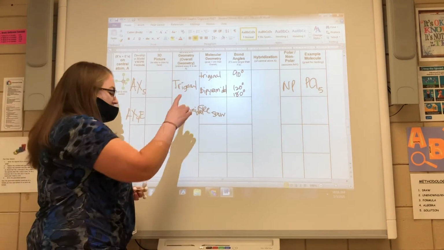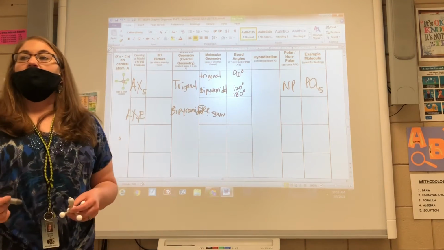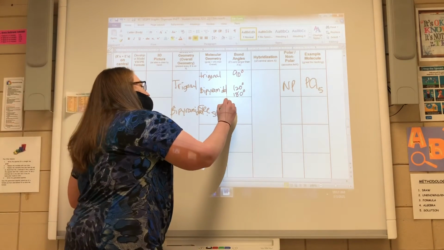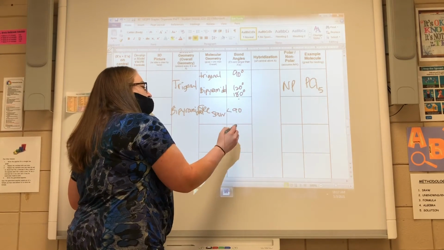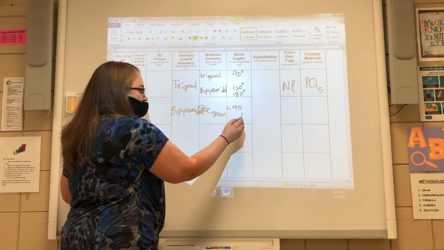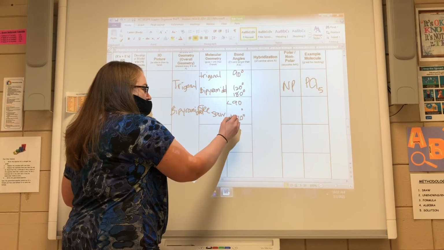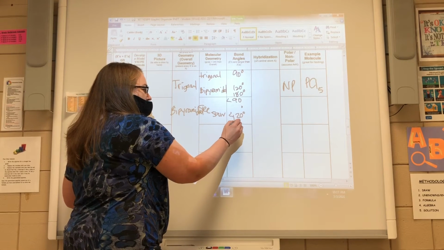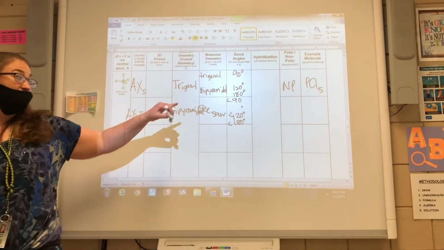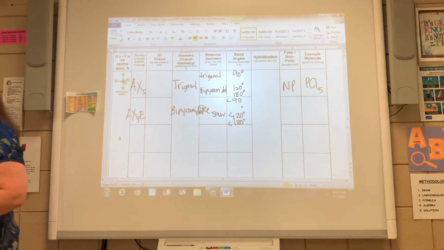And so our bond angles, instead of 90, 120, and 180, are going to be slightly less than all those. You're going to have one that's a little bit less than 90, a little less than 120, and a little less than 180. That says less than 90, less than 120, less than 180.